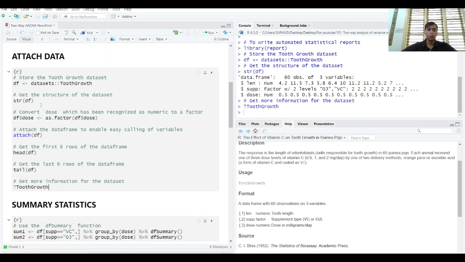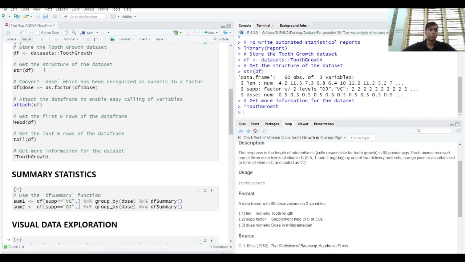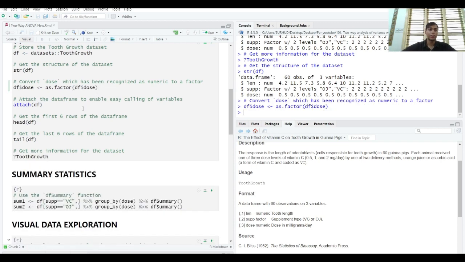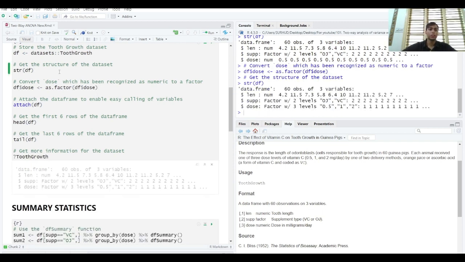So now if we run the structure function, we see that dose has been encoded by R as a numeric variable. This is due to the fact that R has recognized that these values are 0.5, 1, and 2, which is numeric. But in fact, these are factors or categorical variables, and we want to keep them as factors. So we can do this by the as.factor function, and now we can rerun the structure function and we can see that the dose has now been correctly encoded as a factor variable with 3 levels.